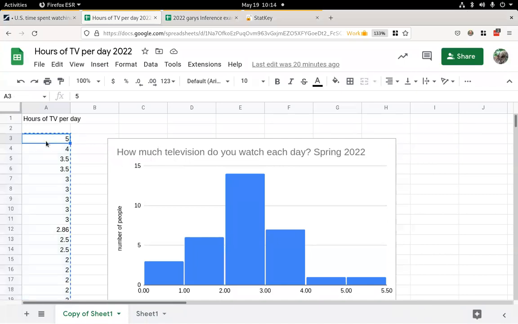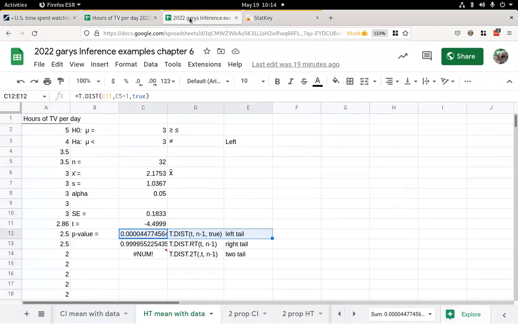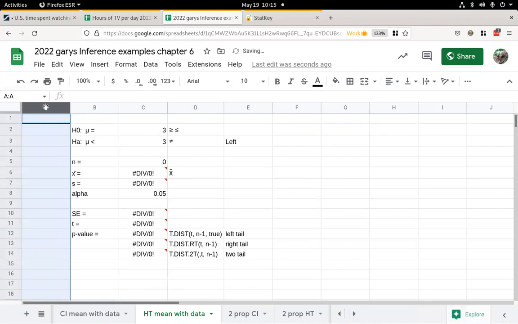And I'm going to take that data, copy it, and bring it over to that spreadsheet I shared with you earlier. And I want the tab that says HT hypothesis test mean with data. And I've already plugged my data in here. If yours isn't in there, then you would just delete whatever is here. Give yourself a header.